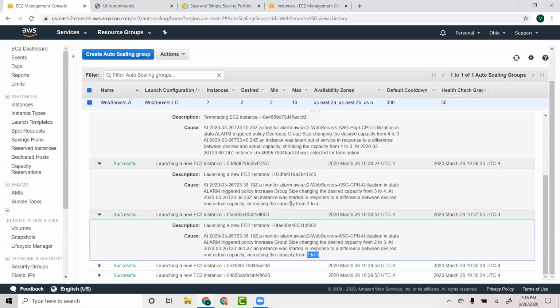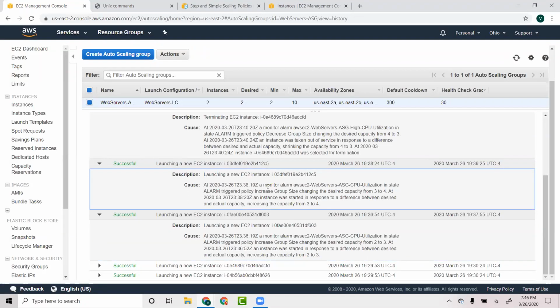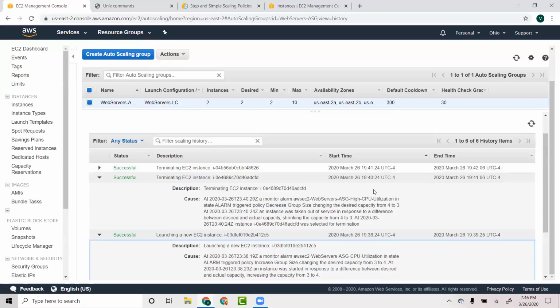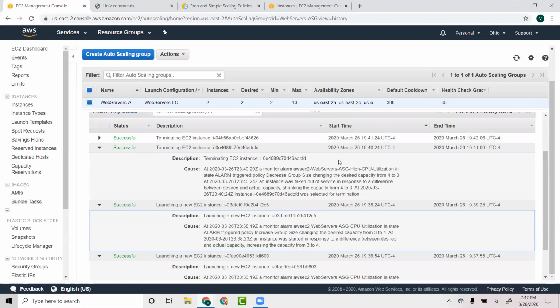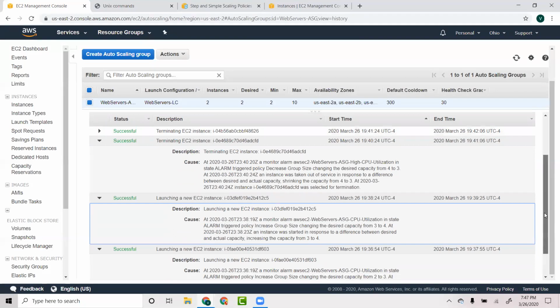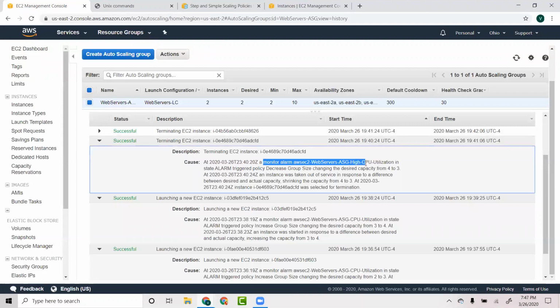And then what happened? A monitor went on again in state triggered policy increase group size, changing the desired capacity from 3 to 4. Because we are waiting for 30 seconds to go off, within that period, if the alarm goes off again, then it will trigger. Then the next minute it ran, it realized that the capacity has gone up from 2 to 3 to 4 within a short period, and then it came back from 4 to 3.